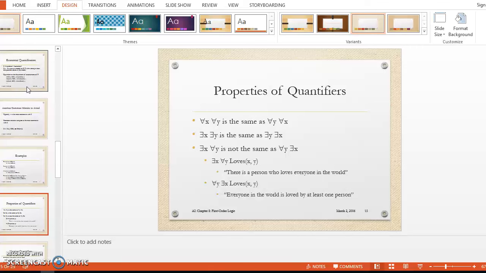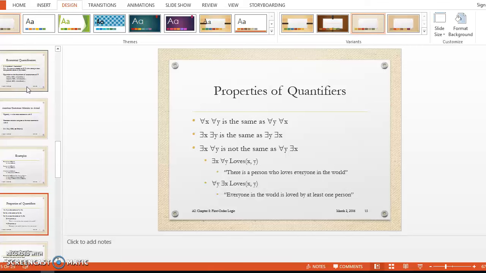And next one, we have some examples of properties of quantifiers. For all x and for all y is the same as for all y and for all x. There is no difference. And one more example: for all x, for all y, loves x comma y. There is a person who loves everyone in the world. So it describes the sentence.